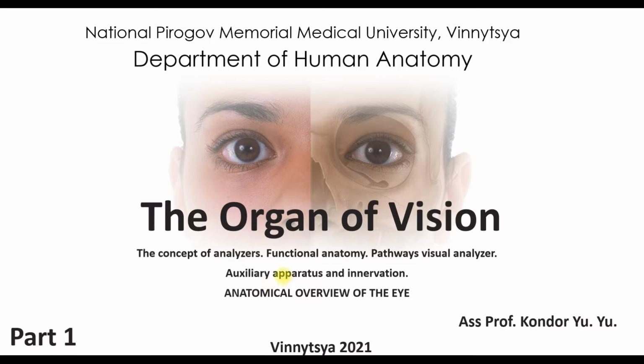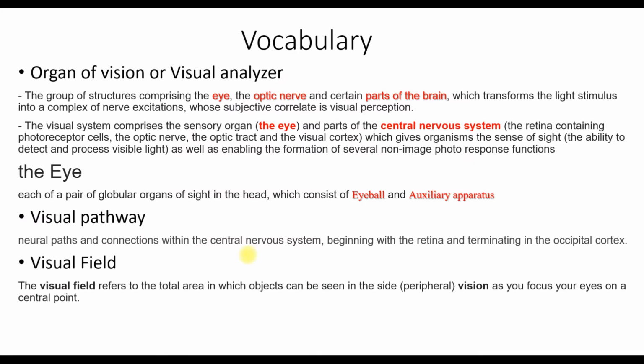The organ of vision. Before we start, shall we describe the main words which will be used in this lecture. First of all, it is organ of vision or visual analyzer. These are two synonyms of one thing. They are two structures consisting of the eye and some parts of the brain, or some sensory organ or part of the central nervous system which is responsible for receiving and analyzing visual information.